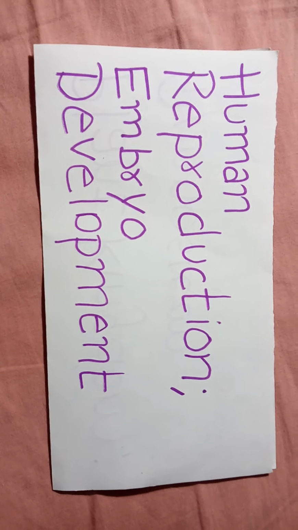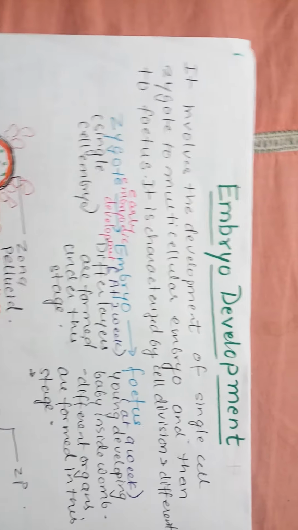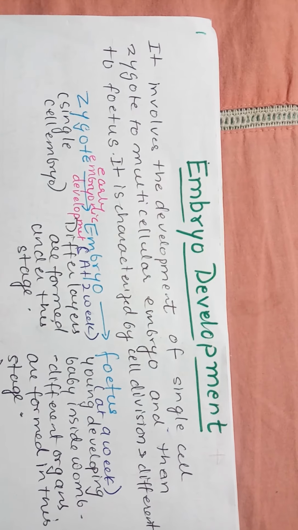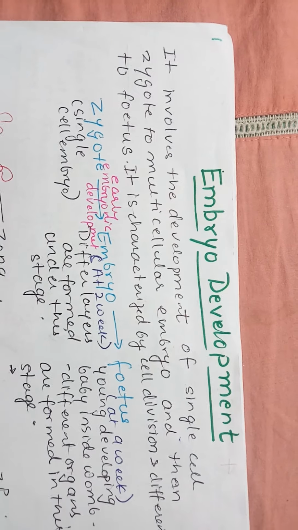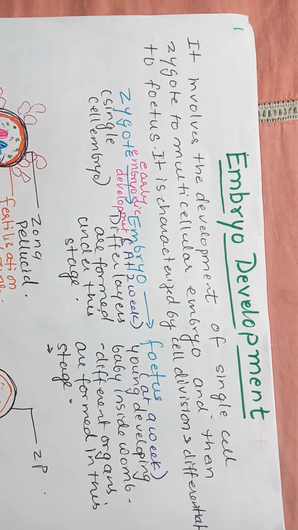Dear students, today we will be learning about embryo development in human reproduction. Embryo development involves the development of a multicellular embryo from a single cell zygote. Further, the embryo develops into a fetus.